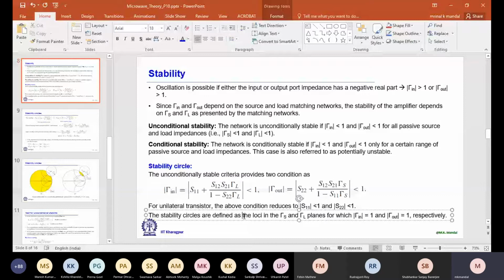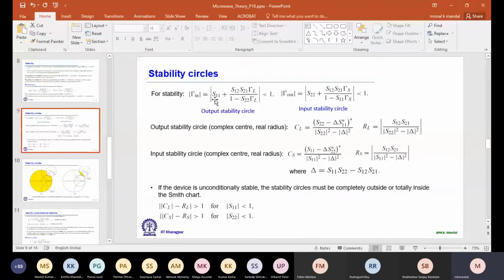And there, now we need to plot these two conditions, gamma in equal to 1 and gamma out equal to 1. So gamma in equal to 1 for the gamma S case and gamma out equal to 1 for the gamma L case. So we start from this condition and we'll get two circles after imposing these two conditions. The derivation I did not include here, so directly I'm writing the solutions for the two circles.